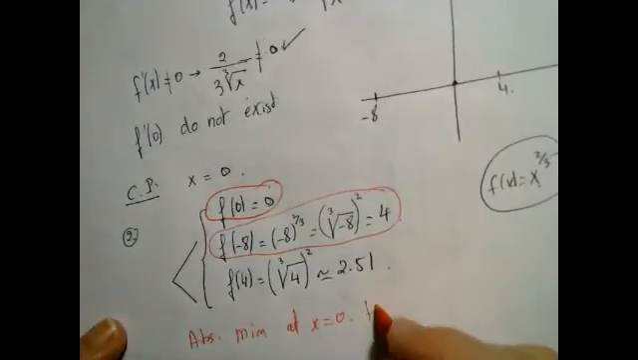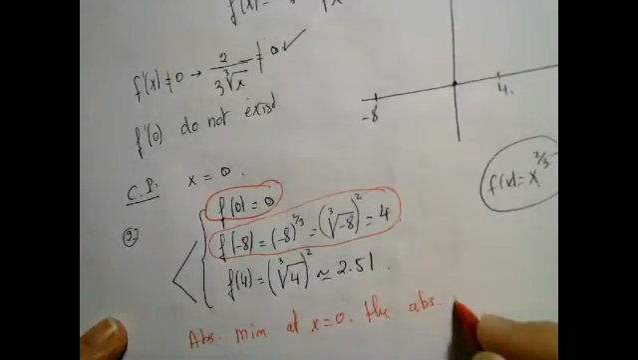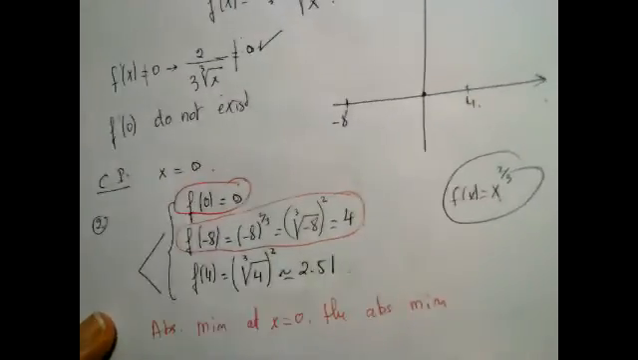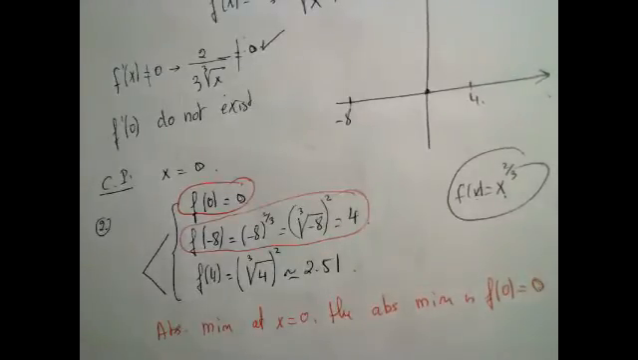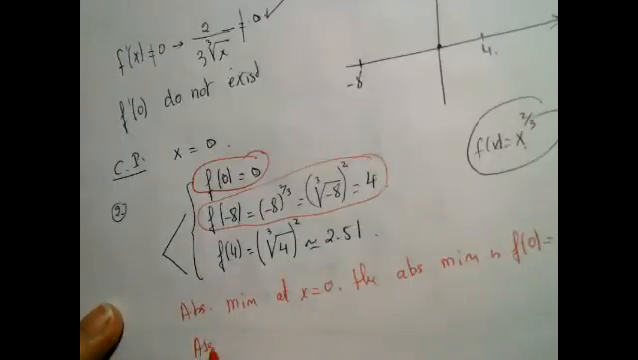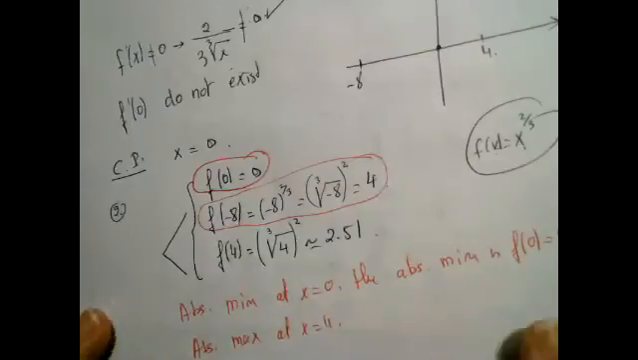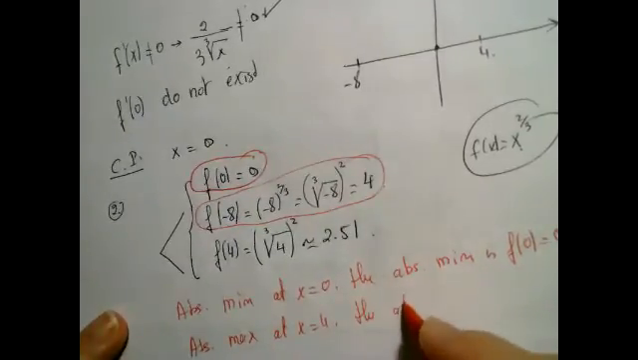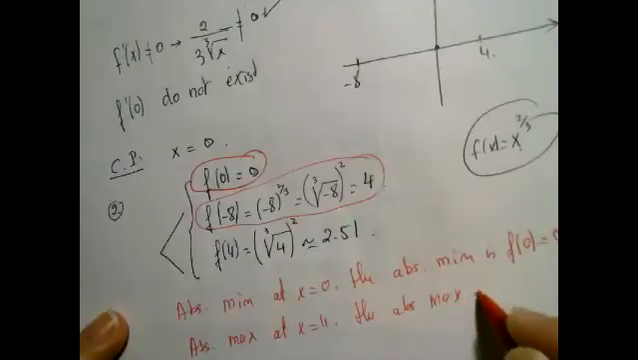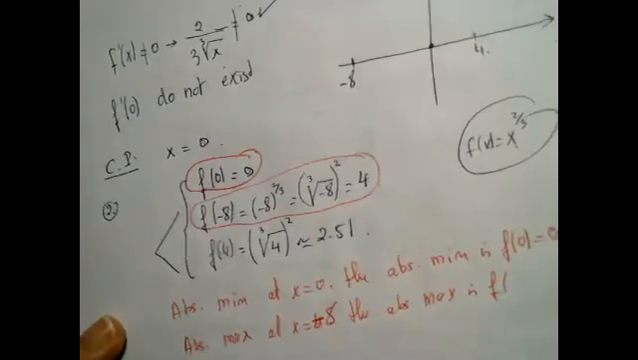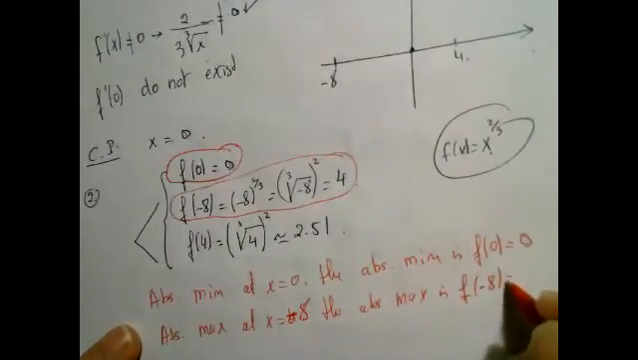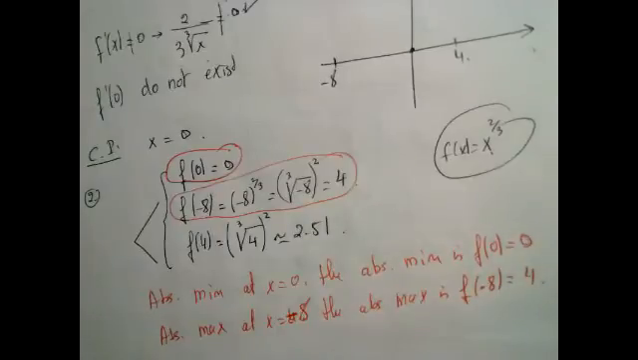And the absolute minimum, when I say the absolute minimum, it means what's the value of the absolute minimum. I'm talking about the value of the function at 0. Absolute max occurs at x equal to -8. The value of the absolute max is, no, sorry, that's nonsense. At minus 8, the absolute max is the value that the function takes, which is 4 in my case.